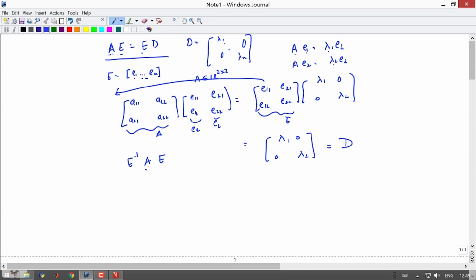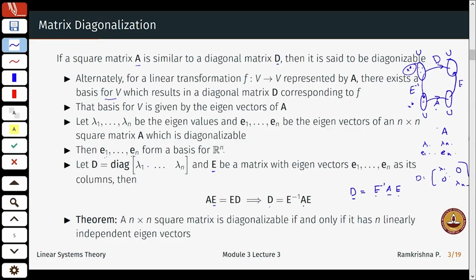Right. So it's a straightforward computation process. There is nothing really special happening. So when can I do this? Well, an n cross n square matrix is diagonalizable if and only if it has n linearly independent eigenvectors.